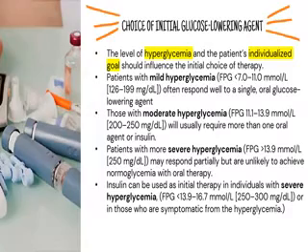Yeah, continue. Choice of initial glucose lowering agent, the level of hypoglycemia, hyperglycemia, and the patient's individualized goal should influence the initial choice of therapy. Patients with mild hyperglycemia, 126 to 199, that's almost 200.